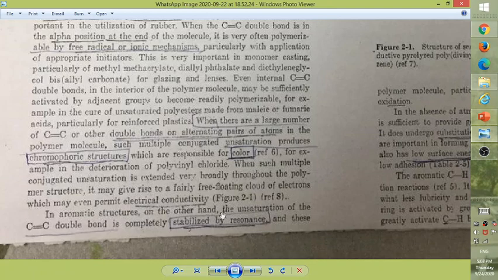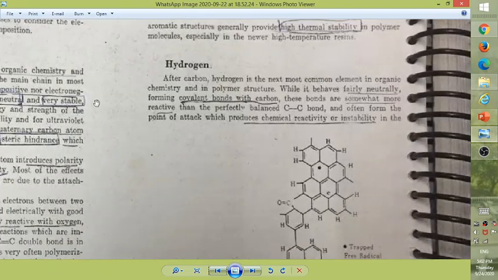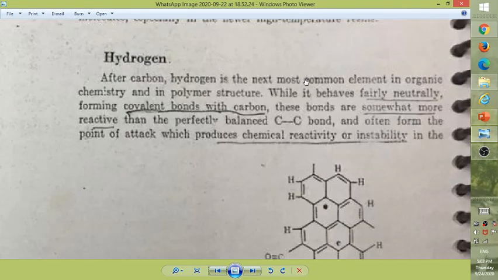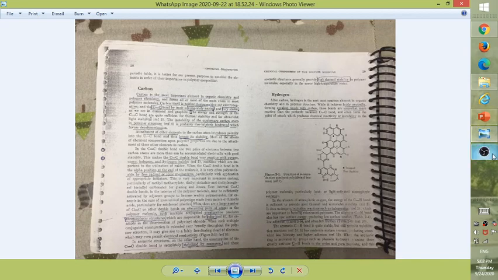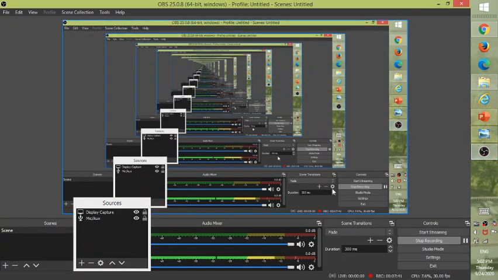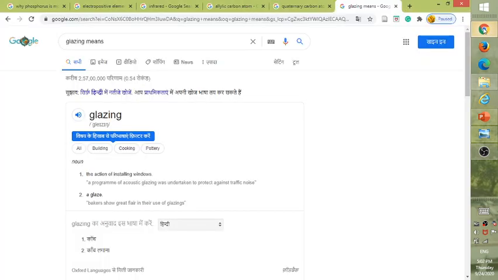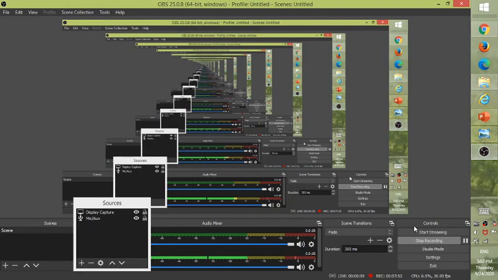In aromatic structure, on the other hand, the unsaturation of the C=C bond is completely stabilized by the resonance, and these aromatic structures generally provide high thermal stability in polymer molecule, especially in newer high temperature resin. Okay, so in aromatic that problem is not there because the unsaturation is stabilized by resonance. Okay class, so this is all about carbon.